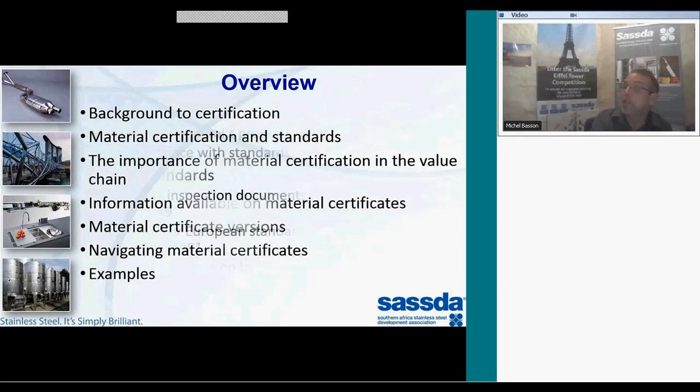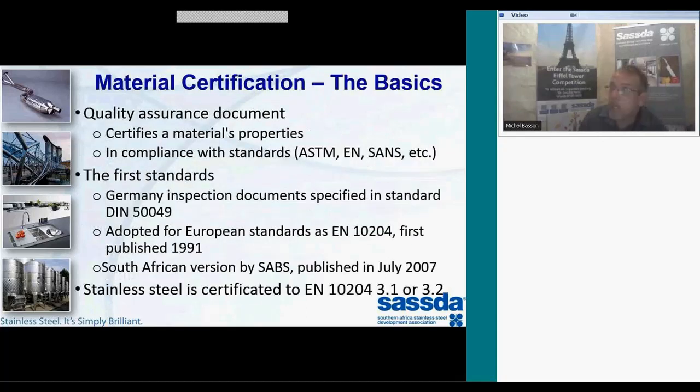So let's carry on then. Like I've mentioned just now, material certification is a document that plays a very important role in quality assurance because it certifies material properties and it gives us an indication whether the material is in compliance with certain international standards. For instance, ASTM, the European norm, or even our own SANS standards.